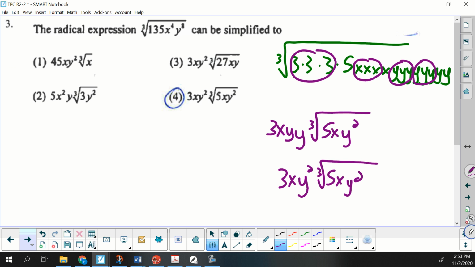Now we've got a cube root. So to do prime number factor, we get 3 cubed times 5. So that's one set of three 3's, so one 3 comes out. The 5 stays inside. A set of 3 x's, 1 comes out, 1 stays inside. 2 sets of 3 y's, so 2 come out, 2 stay inside. So we get 3xy squared, cube root of 5xy squared, choice 4.